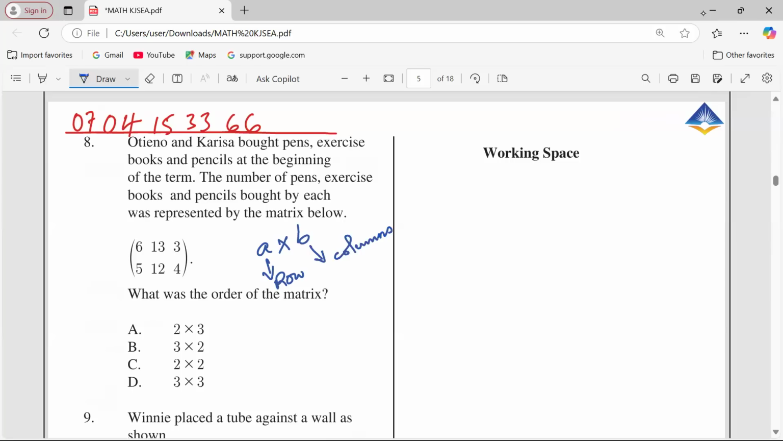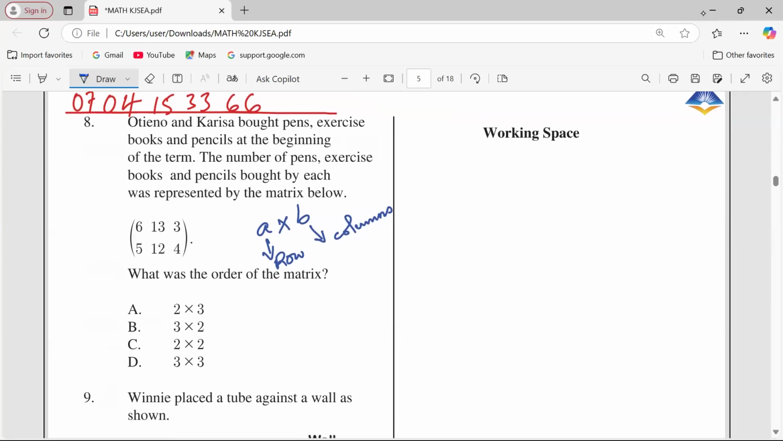So with this knowledge now, we can approach the question whereby we count the number of rows, which is 1, 2. Those are 2 rows. Then now the columns, 1, 2, 3. So 2 rows by 3 columns, 2 by 3. That makes A the most appropriate answer. 2 by 3.